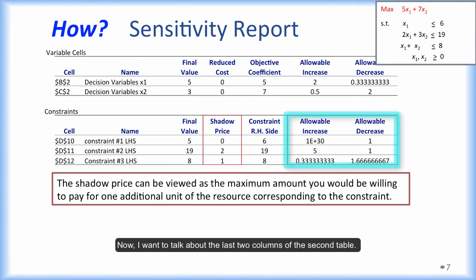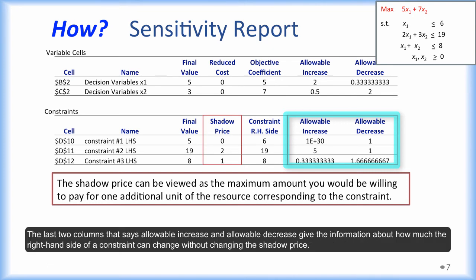Now, I want to talk about the last 2 columns in Table 2. The last 2 columns, which say allowable increase and allowable decrease, give information about how much the right-hand side of the constraint can change without changing the shadow price.